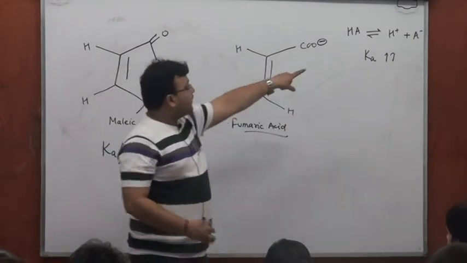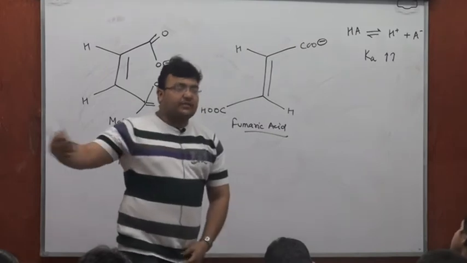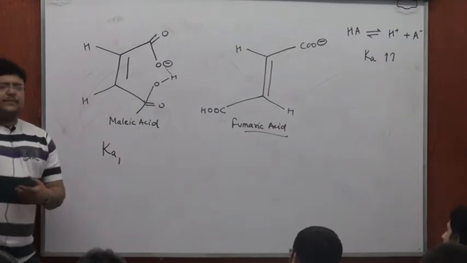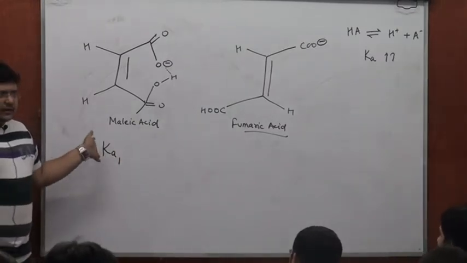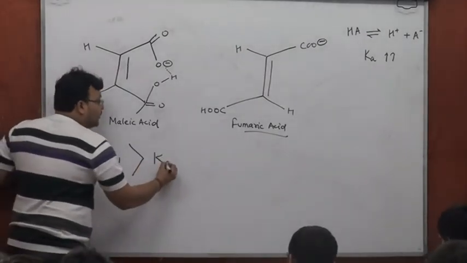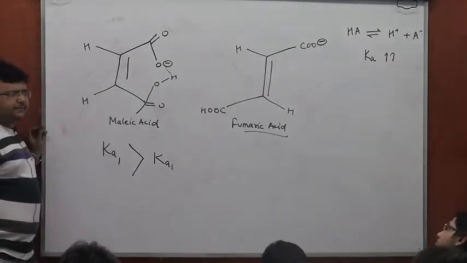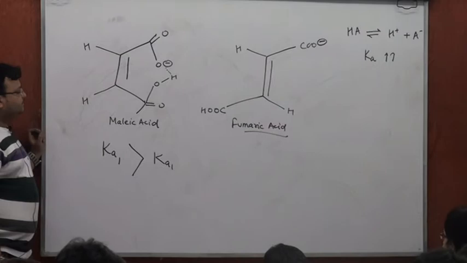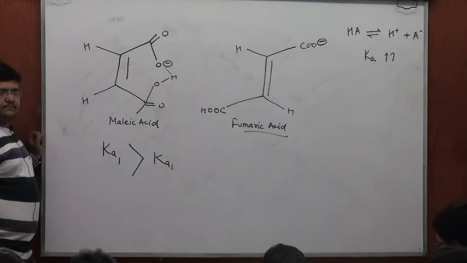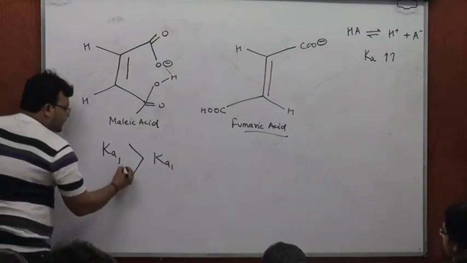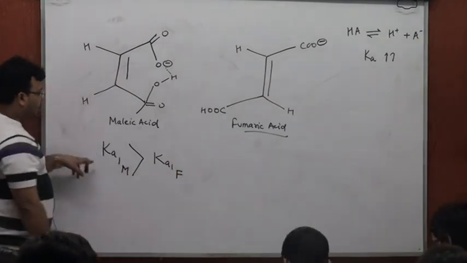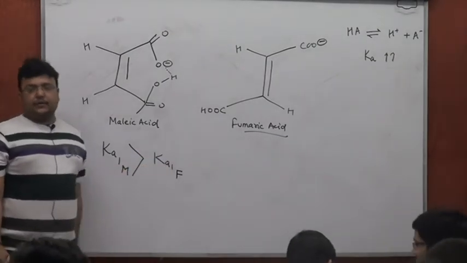So because the anion is stabilized, the equilibrium shifts towards the right. Yes or no? All of you understand me? I wanted to reply to all such questions. So the ion is stabilized, so that means K1 of malic acid is more than K1 of fumaric acid. Fine. K1 for M stands for malic acid, capital F stands for fumaric acid. So K1 malic acid is more than K1 fumaric acid.